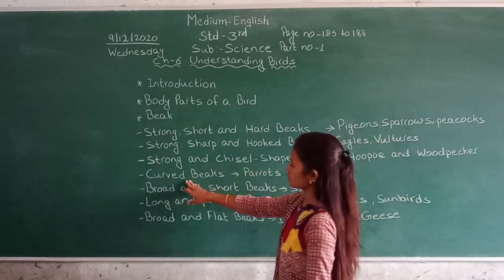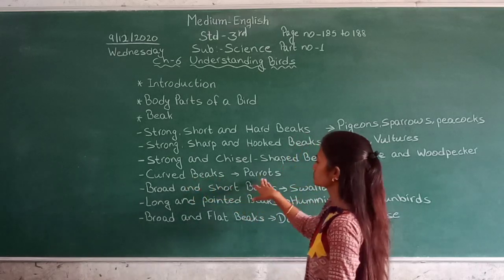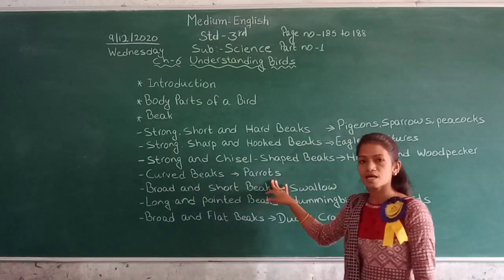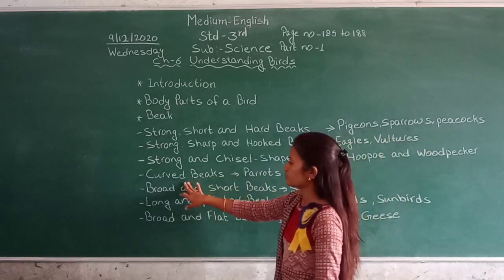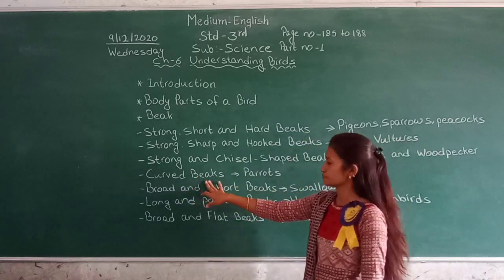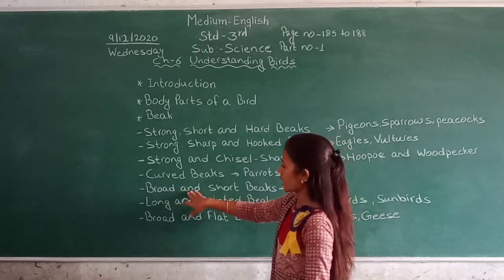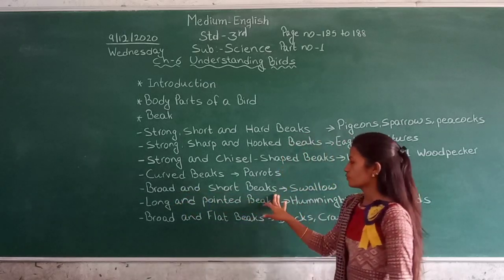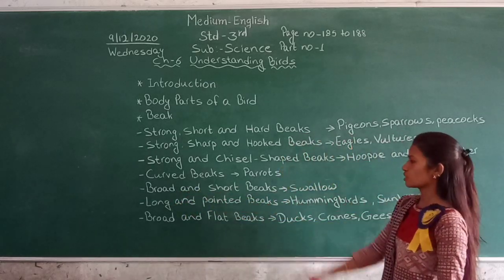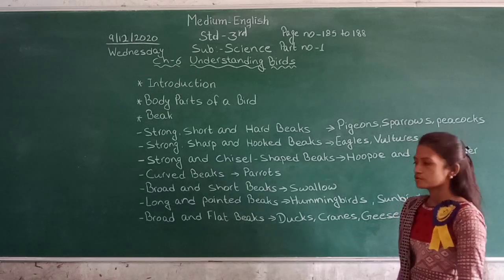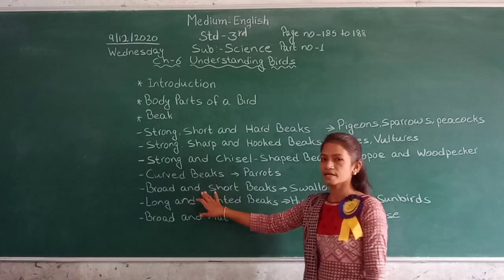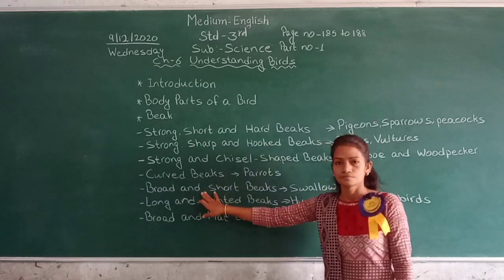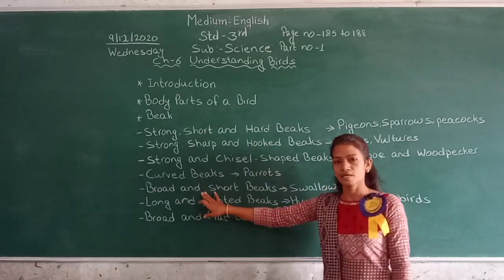Now, curved beaks. Which birds? Parrots have curved beaks. Broad and short beaks. Which birds have broad and short beaks? Swallow. These types of beaks are sticky inside.